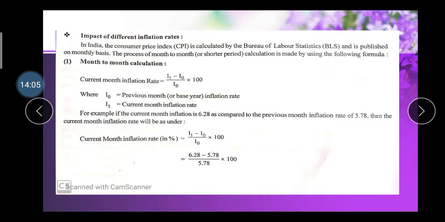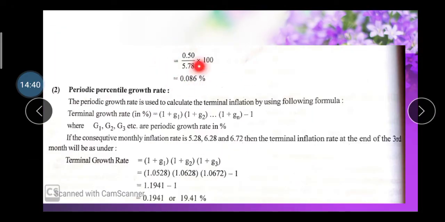For example, here an example is given. Current month inflation rate is 6.28 compared with the previous month inflation rate of 5.78. Then the current month inflation will be I1 minus I0 divided by I0 multiplied by 100. So I1, the current month, is 6.28. 6.28 minus 5.78 divided by 5.78 multiplied by 100. So you can get the current month inflation rate, which is 0.086%. So you can easily find the monthly basis inflation rate changes.